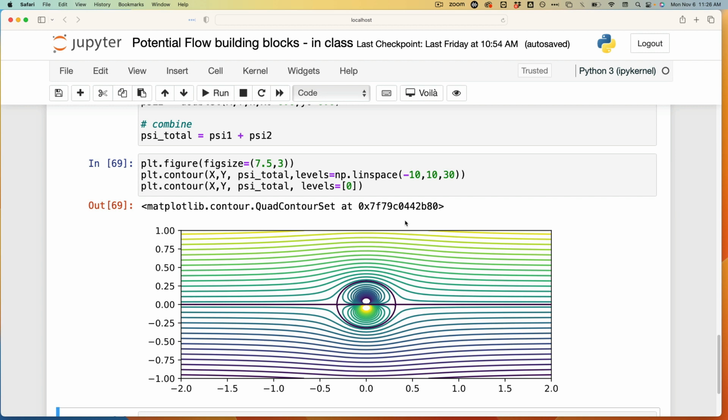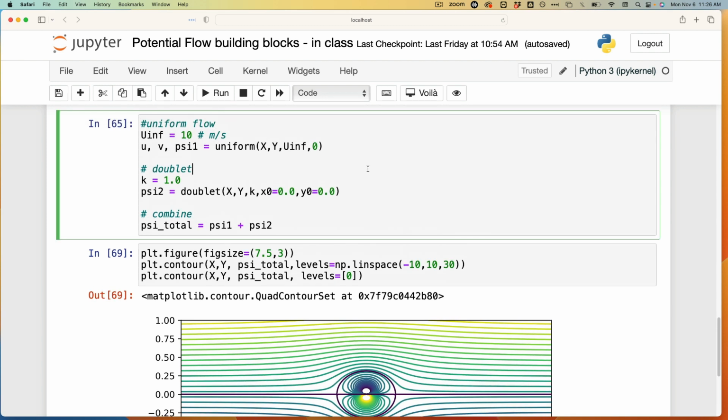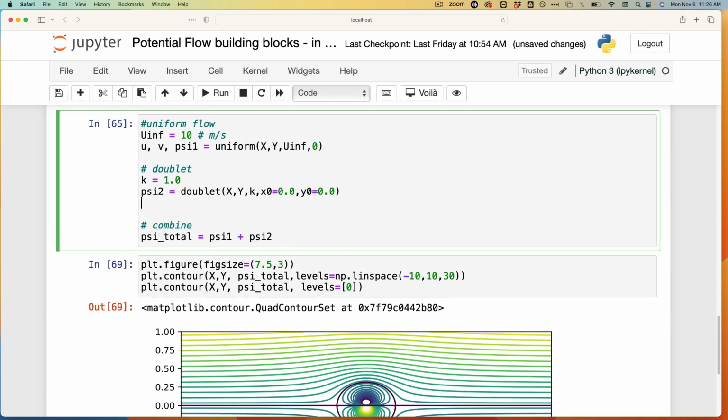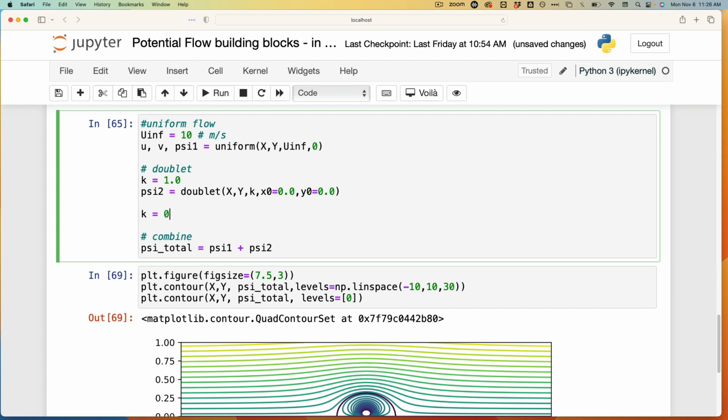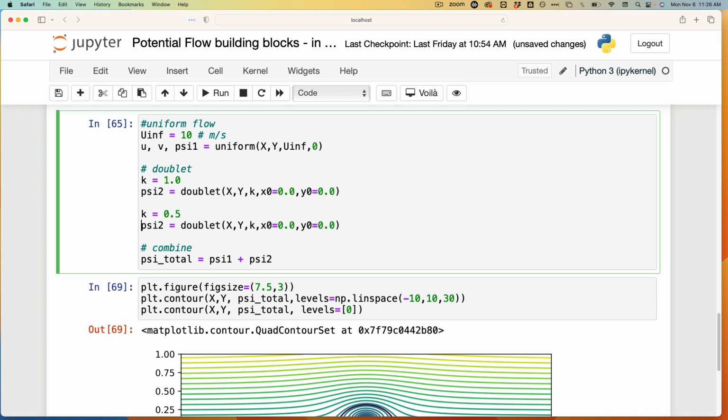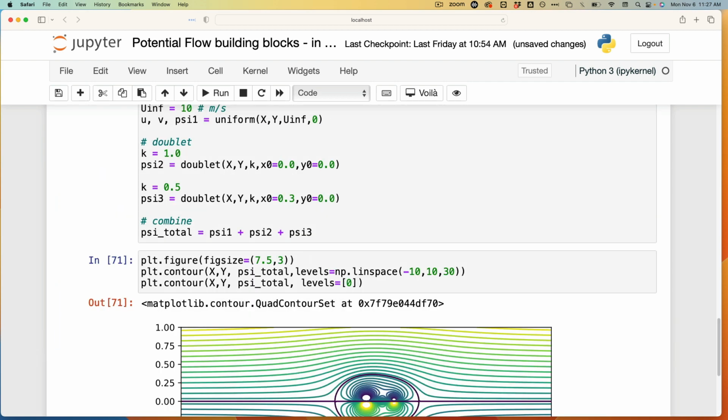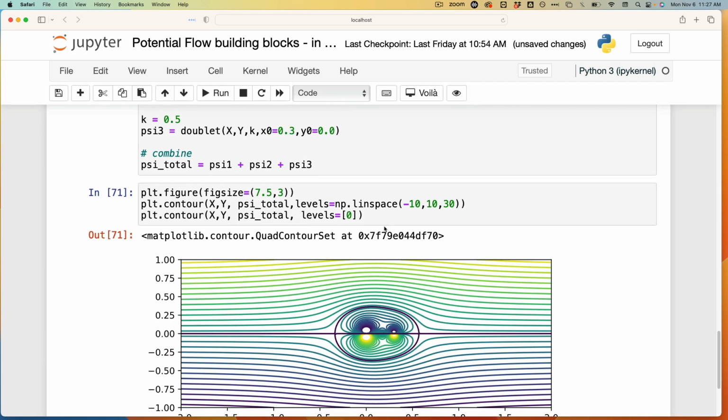flow over an airfoil. So if I were to place a doublet just behind this, just for the sake of playing around with this, let's place another doublet, k equals 0.5, let's say, and do C3. Okay, and we're going to place it at 0.3, let's say, and plus. Same effect that we had with the, okay, now look at that. It's looking like the beginning of an airfoil.